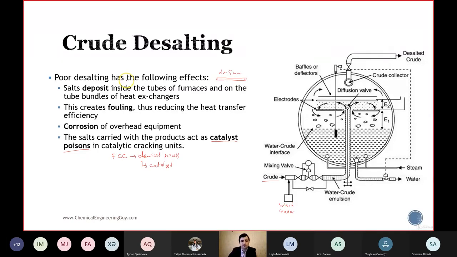So it is desalting. There is some relationship between salt and water. Salts can be dissolved in water easily. Maybe we separate them by dissolving salts in the water. Yes, exactly. So this is the more correct answer. We add wash water to dissolve the salt first, and then once the salt is dissolved in the water, we can separate it with water. We use the electrodes here to separate the water and the crude. We have baffles or deflectors here, and this is the crude collector. Desalted crude leaves from the top and water leaves from the bottom.